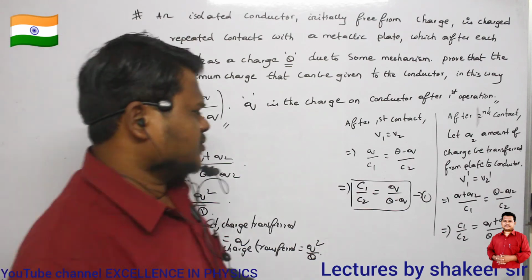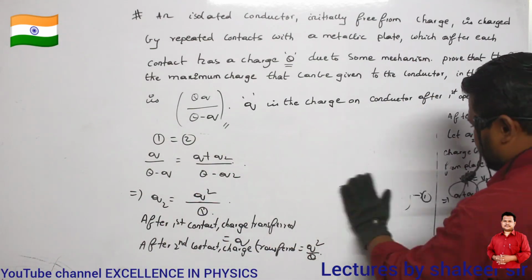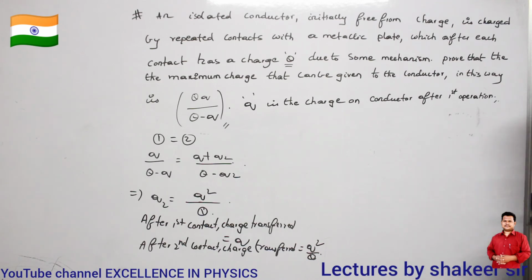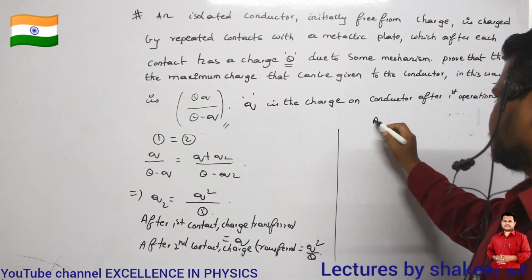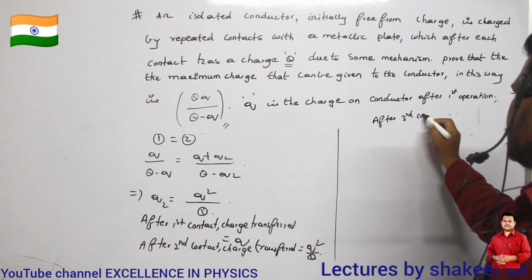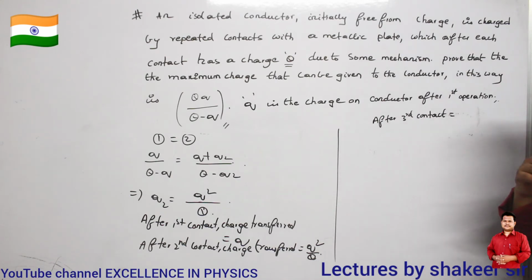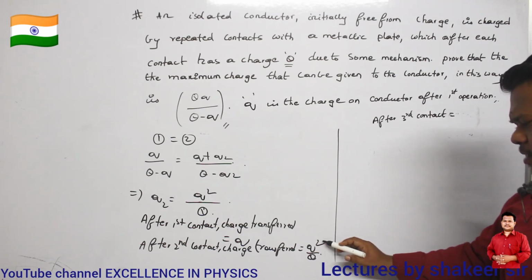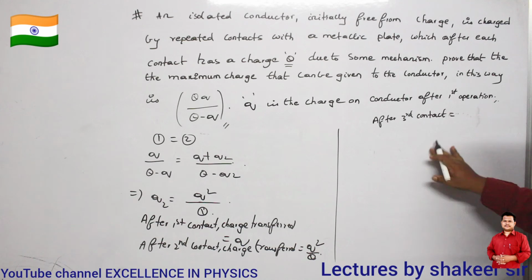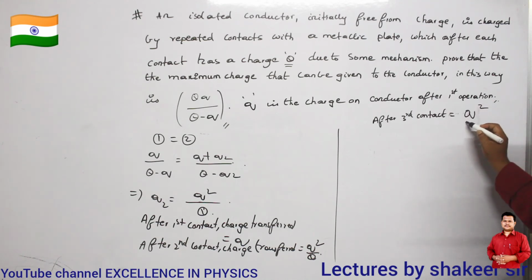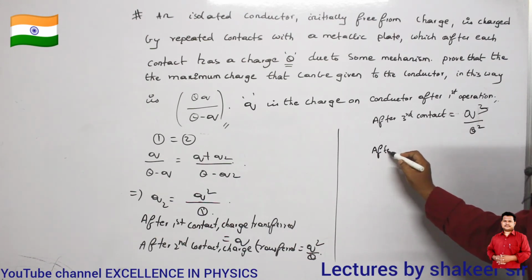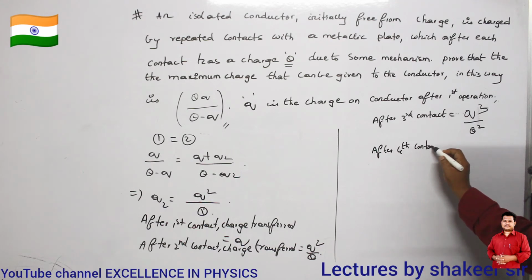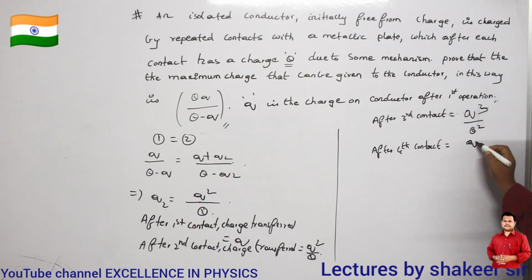So after the third contact, what will happen? That we are writing directly. See the pattern which it is following. Previously Q, in the second contact Q square divided by capital Q. So after the third contact it should be Q cube divided by capital Q square. Then after the fourth contact it should be Q power 4 divided by capital Q cube. So like this the charge transferred will keep varying.